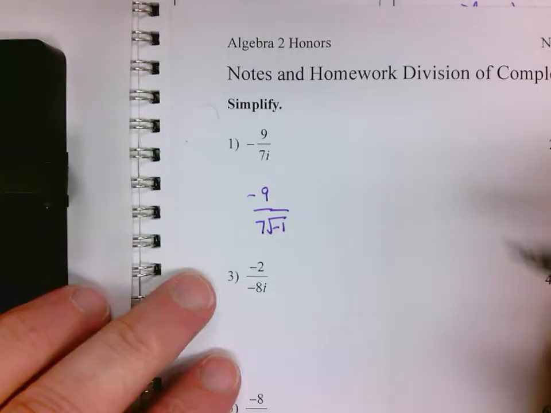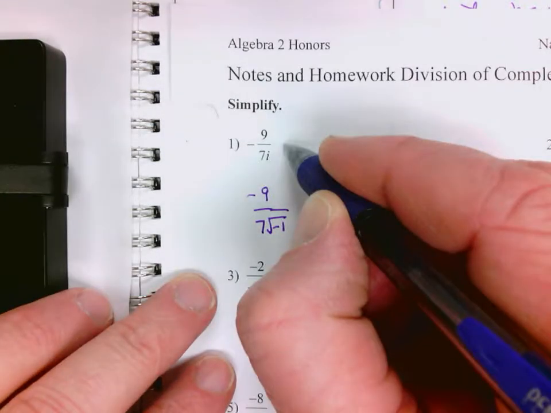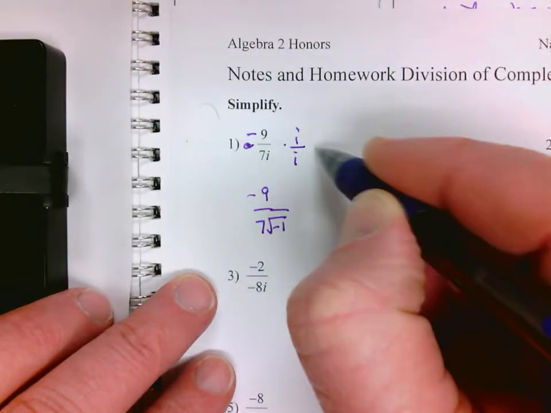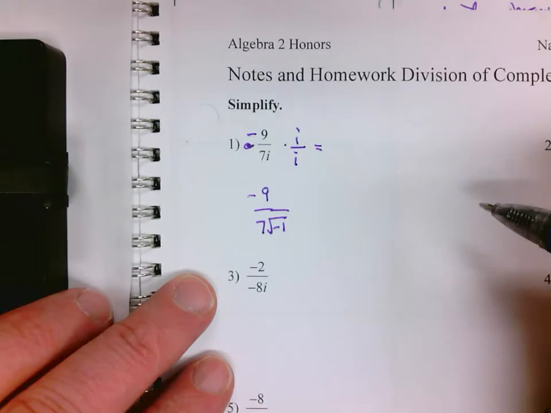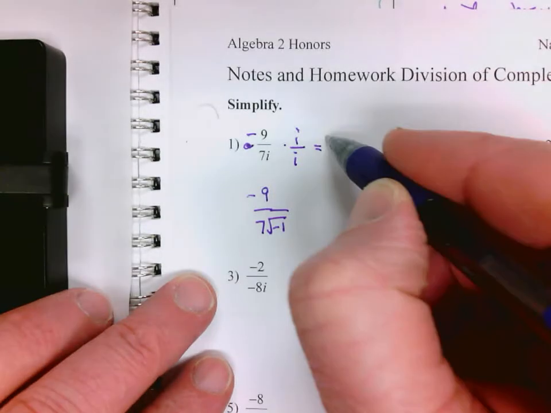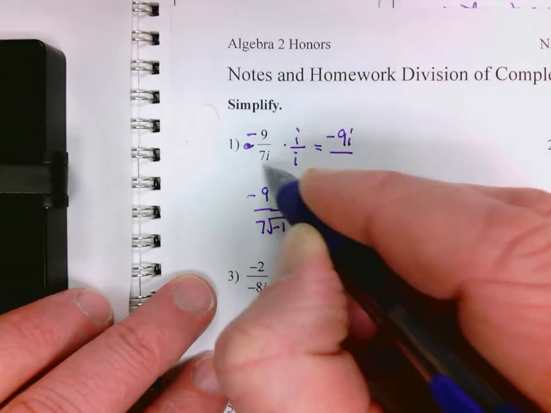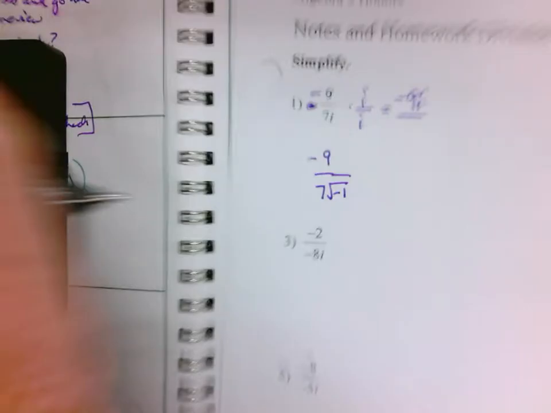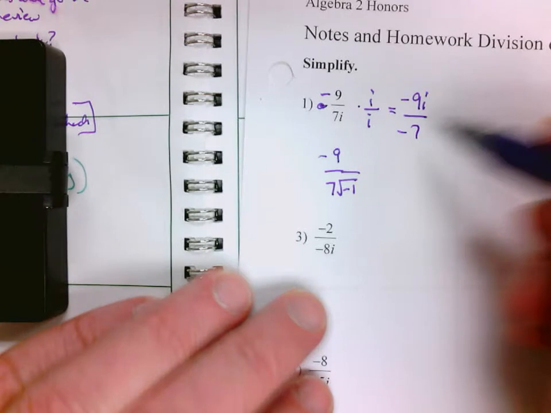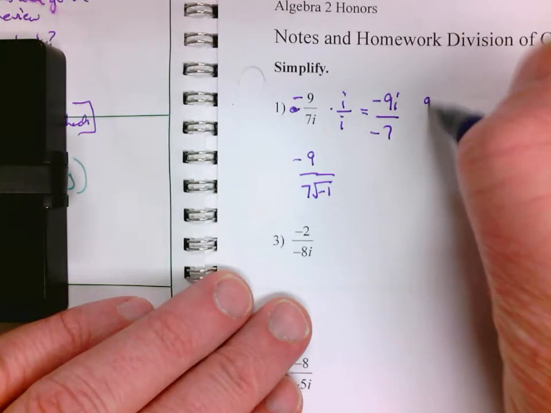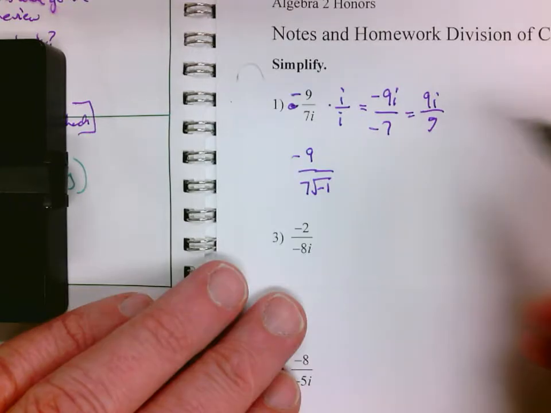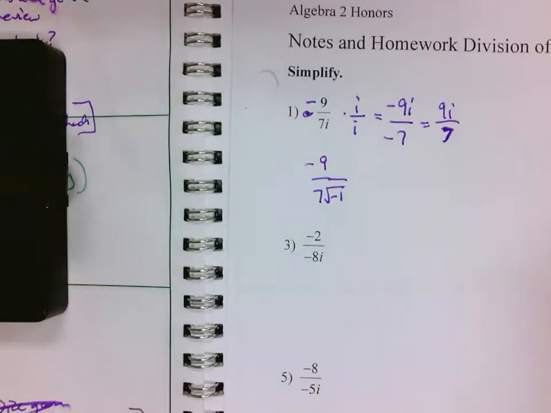So if you move this -9 up here, we're going to multiply by 1, a 1 that gets rid of the i there. So I have -9i over 7i squared, which is -7. And then just clean it up a little bit as 9i over 7. So it's rationalized now. That means the square root's out of the denominator. You can pause and do that one over there if you want, or you can just keep following along.